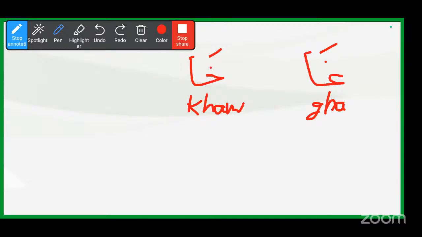And then we have the letter qaf, قاف. Qa, qa, qa. I have written English on the bottom of the letter just to indicate, okay, it's not the exact sound. Right? Qaf. Qa.